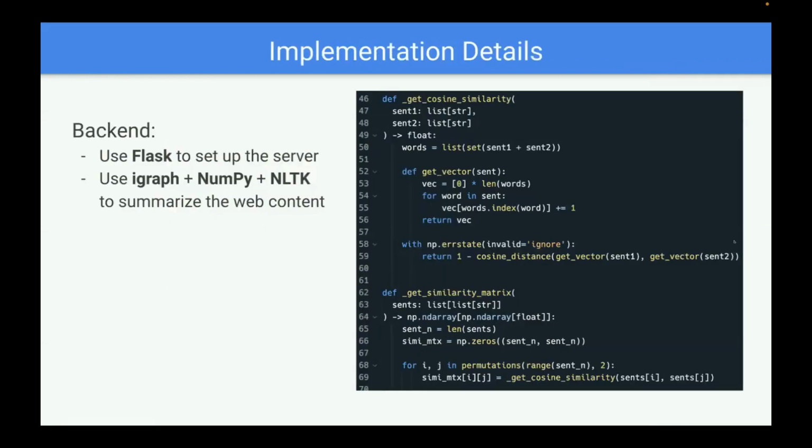The backend of Concentration is implemented using the Flask, iGraph, NumPy, and NLTK libraries. The Flask library is used to set up the backend server that accepts incoming requests from the front end and sends information on whether to block the website to the front end. The iGraph, NumPy, and NLTK libraries are all used in the text summarization process. The picture on the right shows the cosine similarity function that takes 2 sentences and returns their cosine similarity.